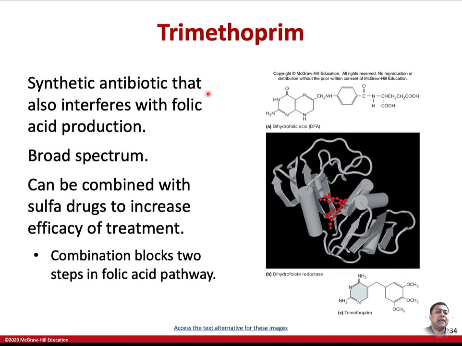Trimethoprim is a synthetic antibiotic that also interferes with folic acid production. What you are seeing right here, in red, is the chemical structure of trimethoprim, and it is sitting at the active site of the enzyme dihydrofolate reductase. So it binds to the active site of dihydrofolate reductase, stops the activity of the enzyme, and blocks the folic acid synthesis pathway, very similar to the sulfa drugs.